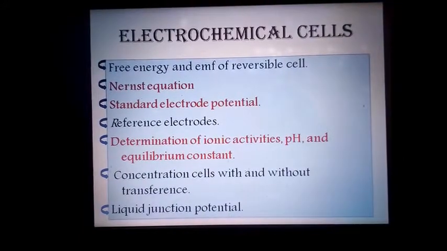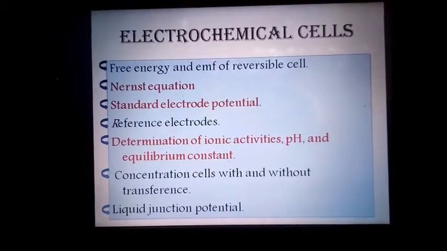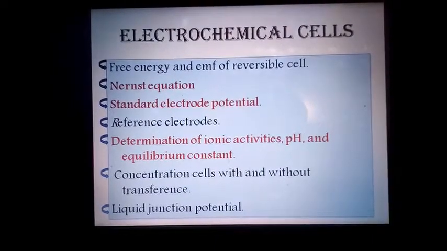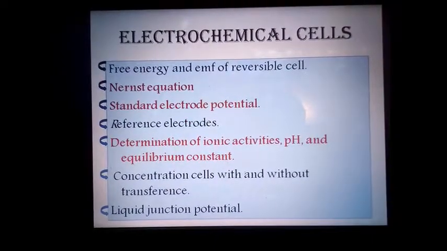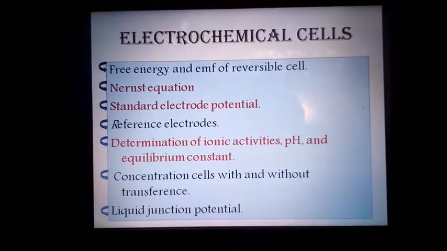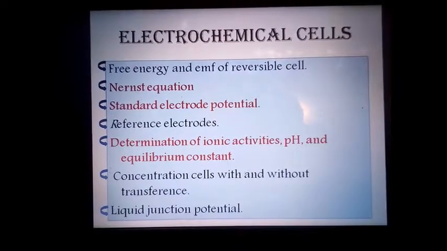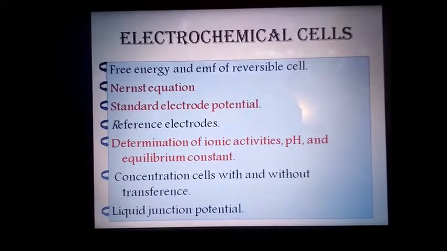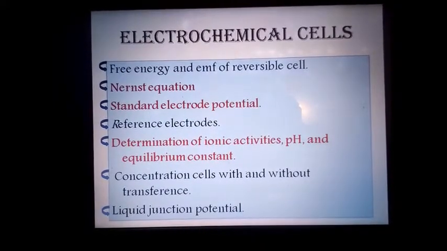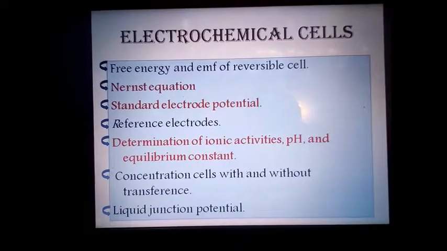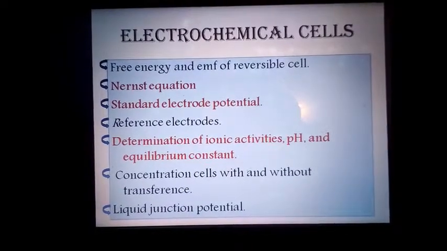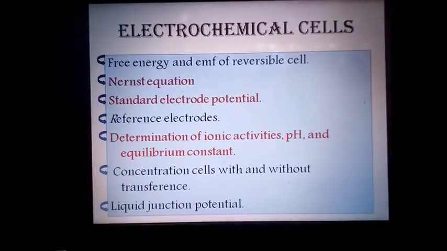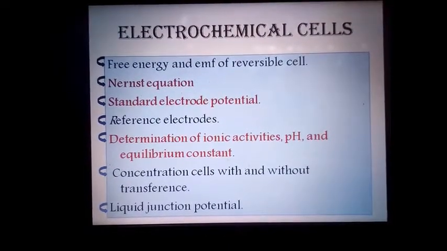And next is electrochemical cells, in which we have to study free energy and EMF of a reversible cell, the Nernst equation, very important, don't leave it. Without it you cannot solve electrochemical cell problems. And next is standard electrode potential, reference electrodes, determination of ionic activities, pH and equilibrium constant, very important. pH questions are asked every year in almost all the Indian universities. Concentration cells with and without transference, liquid junction potential.